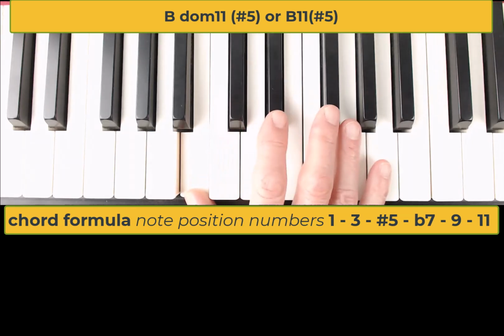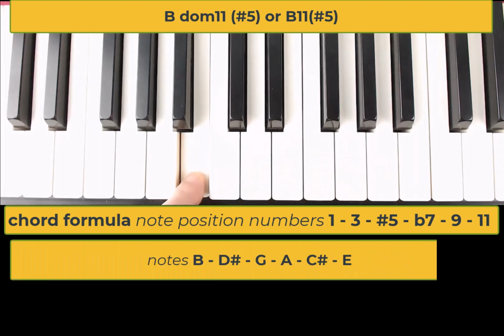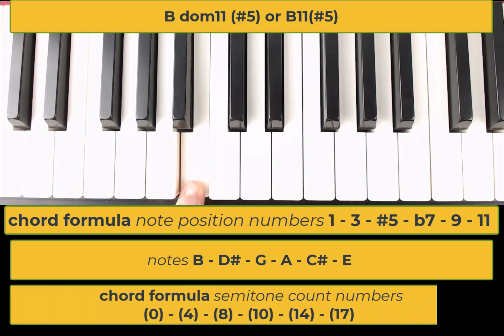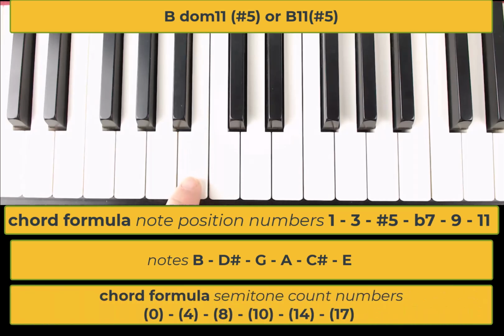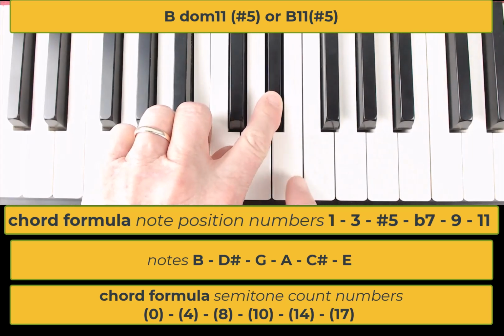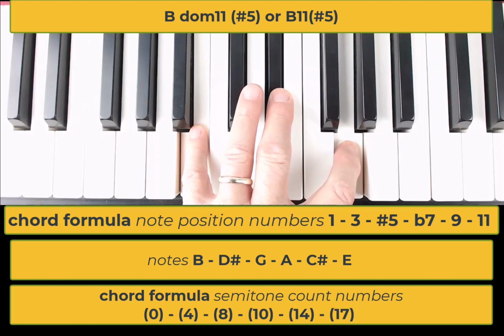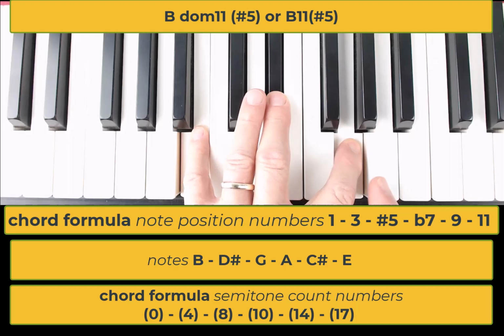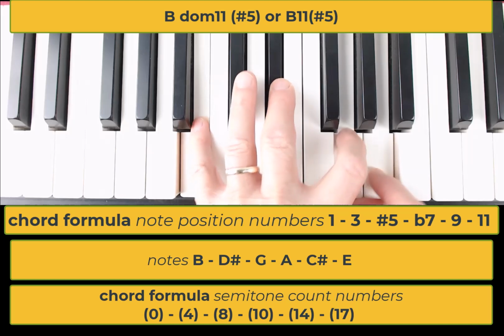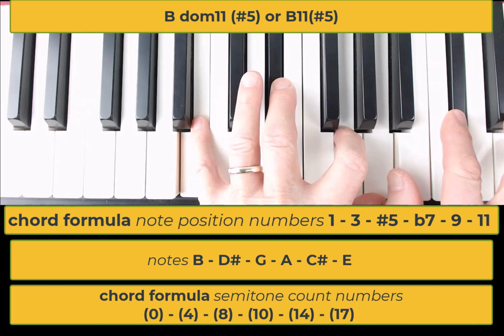Here's the B dominant 11th sharp 5 chord. So our first note is the B, and then in semitone counts it's going to be 0, 4, 8, 10, 14, and 17. So 0, 1, 2, 3, 4, which is the D sharp note. Now we're going to go to 8. That's 5, 6, 7, 8. That's the actual sharpened 5th, which gives it that dissonance. And then it kind of gets worse because this is a weird sounding chord. So our flat 7 note is right next to it, the A note. Our 9th note is the C sharp. And then lastly, our 11th note to make this chord is the E.